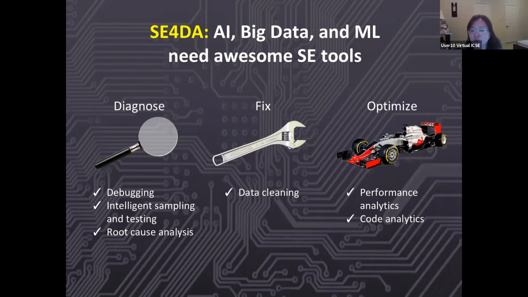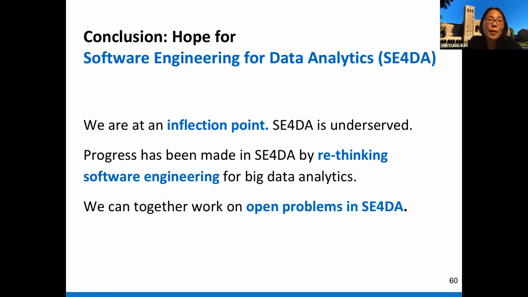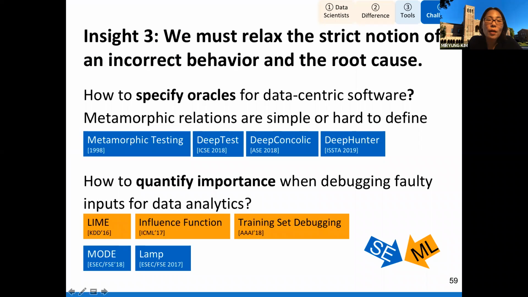All right, so we have two more questions. One question from Sreeda: what is your thought on debugging deep learning frameworks? Okay, so there has been some work on debugging deep learning frameworks. I briefly mentioned it, but some of this work, like LIME, influence functions, and training set debugging, all target deep learning systems. These are some of the works done by the machine learning community.